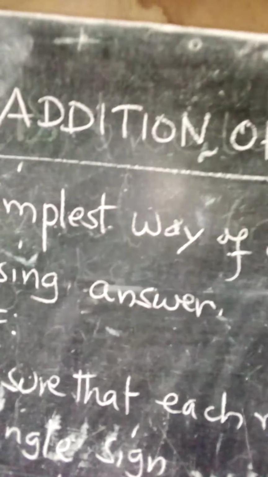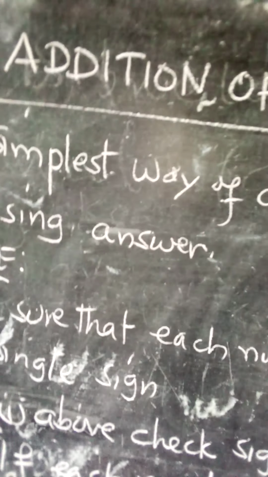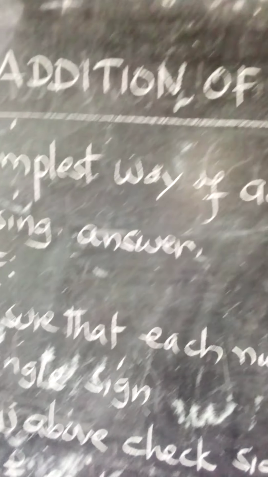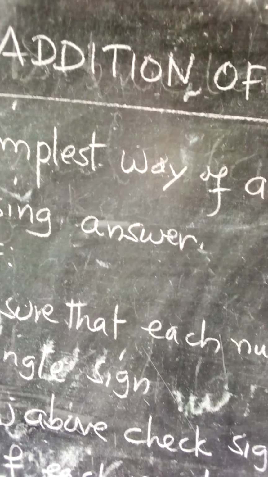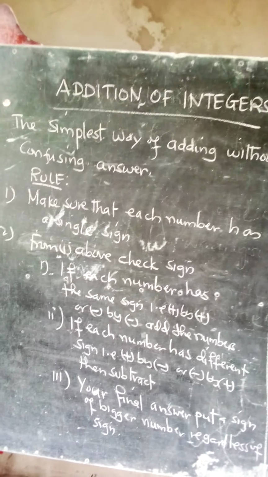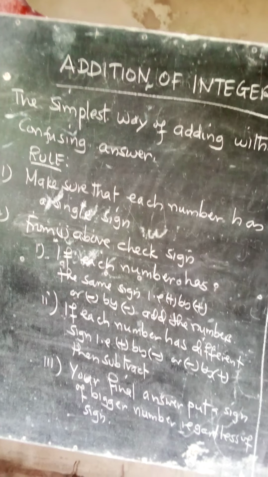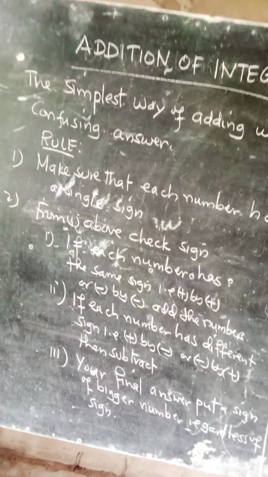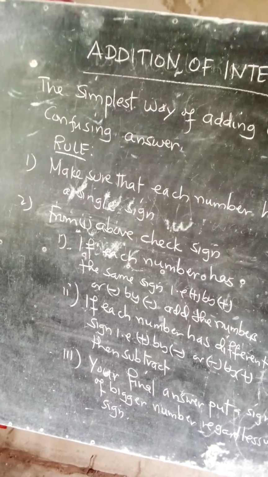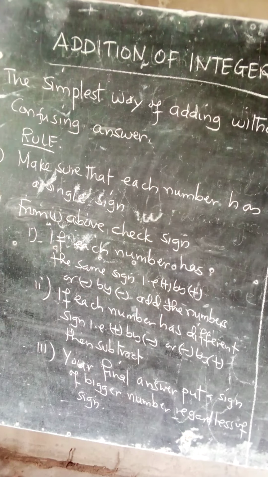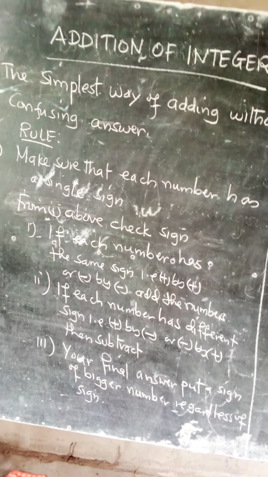We are coming to the very important area, which is where most of the students are facing problems. So listen carefully to what I'm going to explain, to give you the simple way of operating these integers. Now, the simple way of adding without confusing your results or your answers, the following rules must be applied. The first rule is: make sure that each number has a single sign.